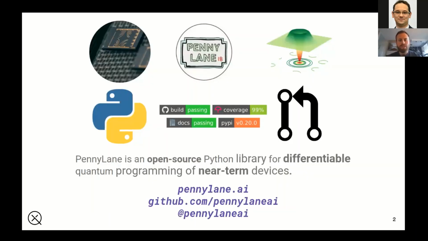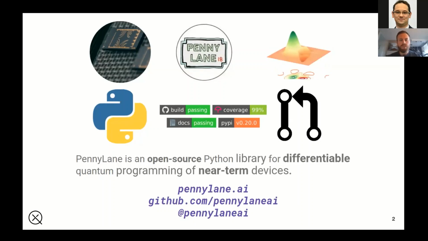So what really is PennyLane? We have a small summary of what PennyLane is. It's an open source Python library for differentiable quantum programming of near-term devices. The idea here is that you can access the entire source code of PennyLane just by browsing through the repository on GitHub. So if you are keen to see how we achieve certain implementations of quantum computing capabilities, you can just go there and see what we have come up with.